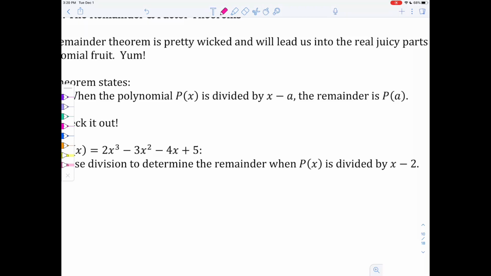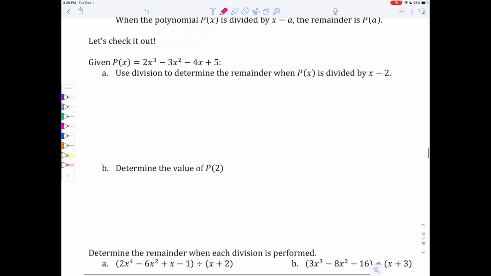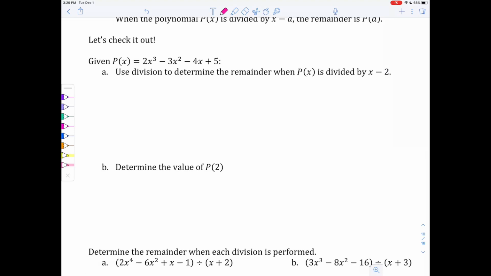We have this first example to just kind of evidence this, to say, hey, we have an example that shows that it works. It will be worth asking why it works though. And the key from a knowledge standpoint is that you are able to use this remainder theorem to determine the remainder when division is performed. So let's kick this off. We've got this polynomial. We're going to use division to determine the remainder when p of x is divided by x minus 2.